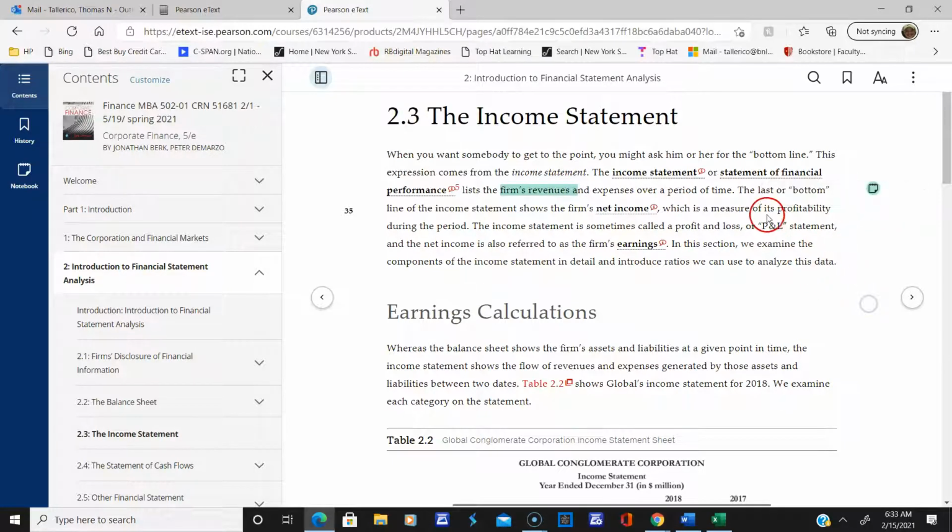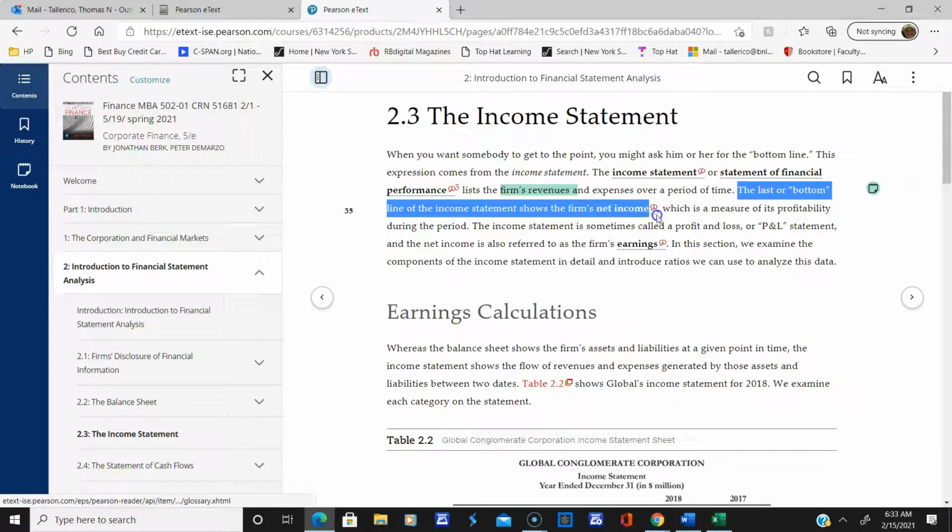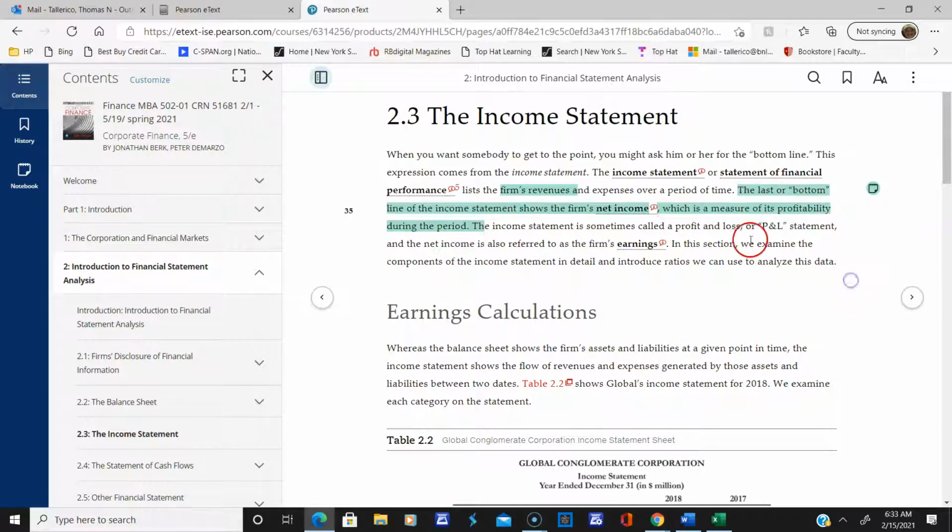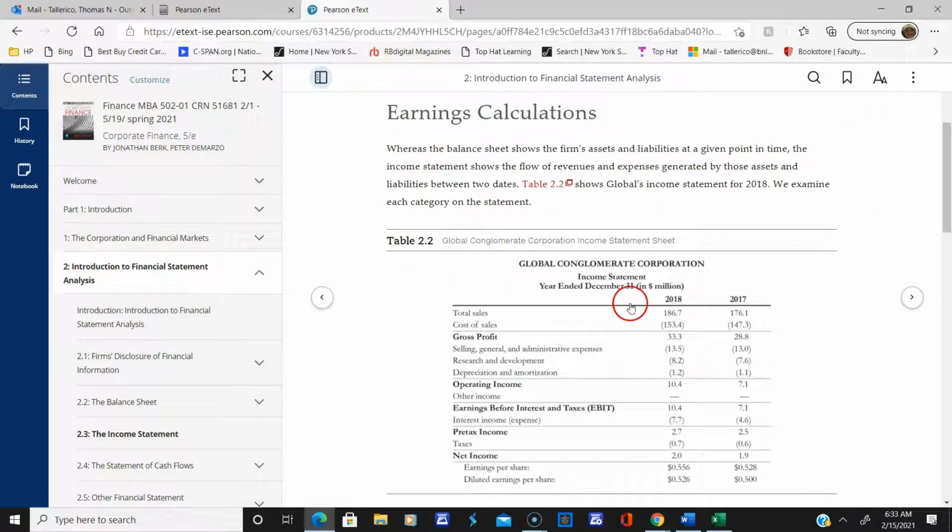The last or bottom line is the net income, and that determines its profitability. So this is sometimes looked at as a profit and loss statement. And remember, words are interchangeable, so net income is also called earnings, so you don't get confused. The income statement is going to show the flow of revenues and expenses generated by those assets and liabilities.